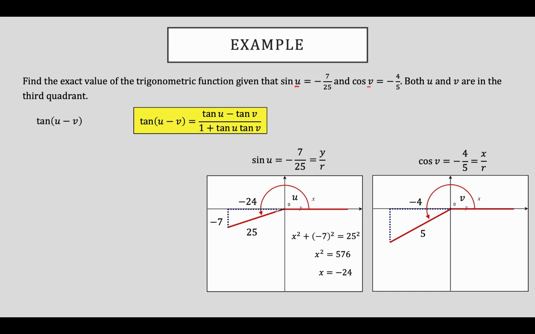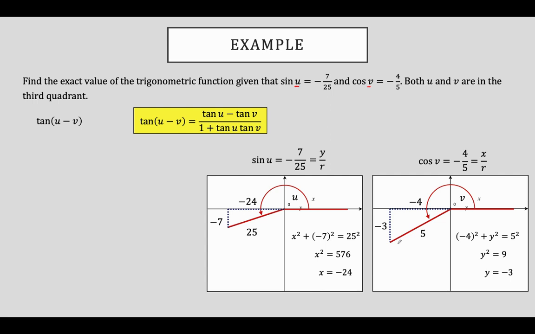All right, we can do the exact same thing over here with angle v. We need to find this side of our corresponding right triangle, the y side. Well, negative 4 squared plus y squared is equal to 5 squared. That means y squared is equal to 9, and y is equal to negative 3. Again, y must be negative because this is in the third quadrant. We are going downward from our x-axis.